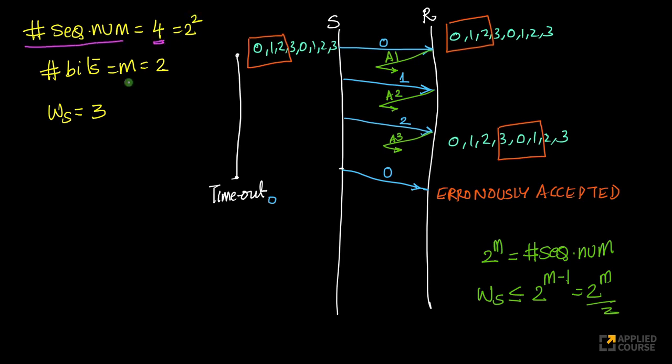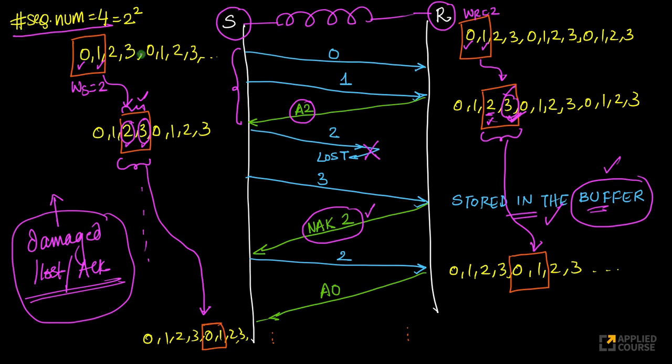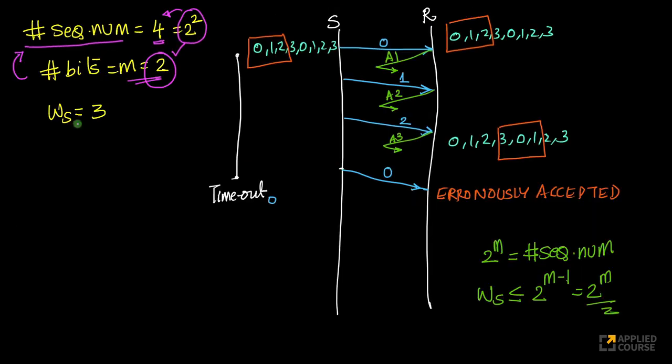Which is equal to 2 power m, right? We know that if I have m bits to represent the sequence number, I can represent 2 power m sequence numbers. Now, if you notice, here also we had 4 sequence numbers. We use the window size to be 2. What happens if I use my sender window equal to my receiver window size equal to 3? Is there some problem? Let's see if there is a problem that occurs.